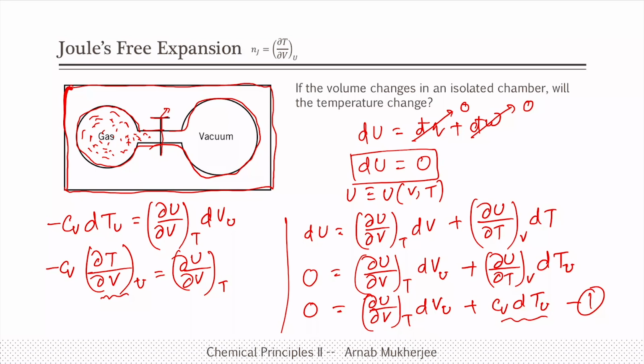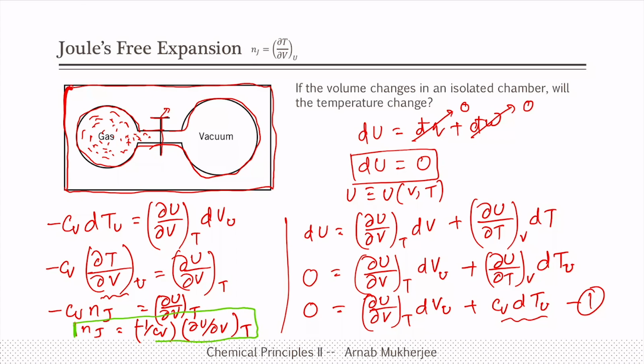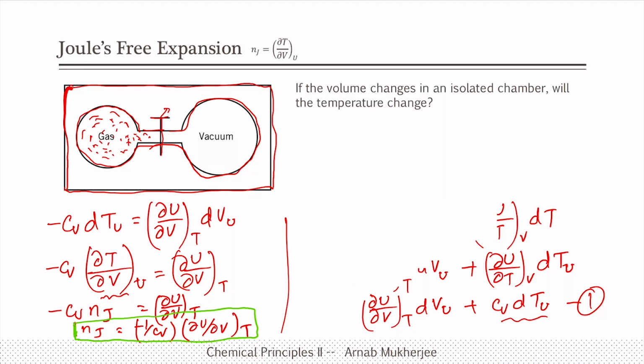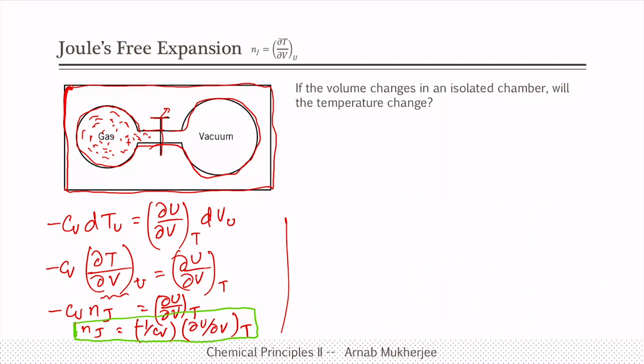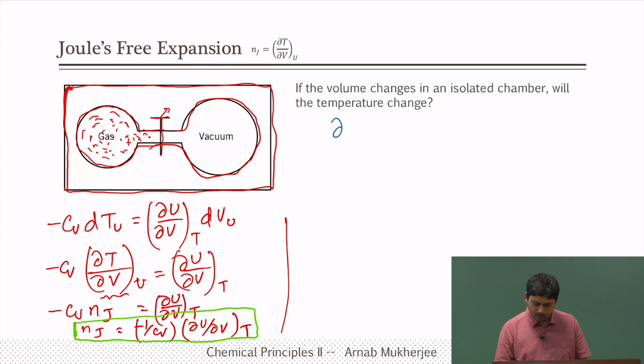So, I can now write C_v η_J is ∂u/∂V at constant T, or η_J is minus 1 by C_v times ∂u/∂V at constant T. If we calculate this quantity by knowing η_J, we will know whether there will be a change in the temperature or not. What is this quantity ∂u/∂V at constant T for an ideal gas?